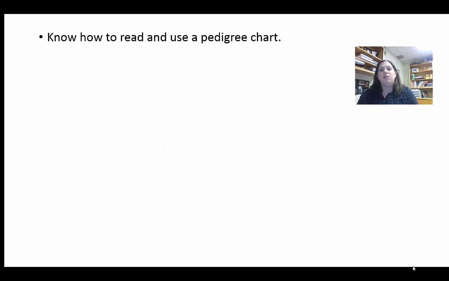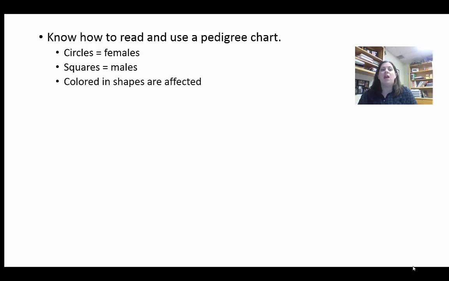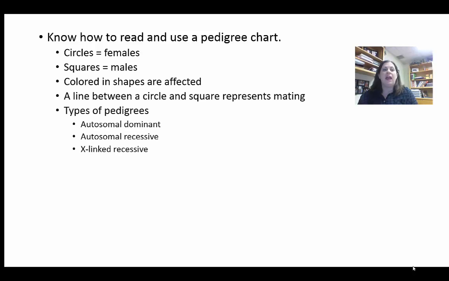Okay, know how to read and use a pedigree chart. Now remember, in a pedigree chart, females are represented by circles, males are represented by squares. Colored in shapes are affected. So if it's a colored in square, it's an affected male. If it's a colored in circle, it's an affected female. A line between a circle and a square represents mating. And there are 3 types of pedigrees. Pedigrees can be autosomal dominant, autosomal recessive, and X-linked recessive.